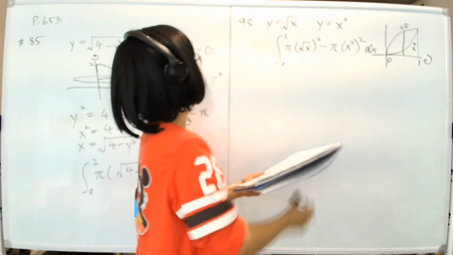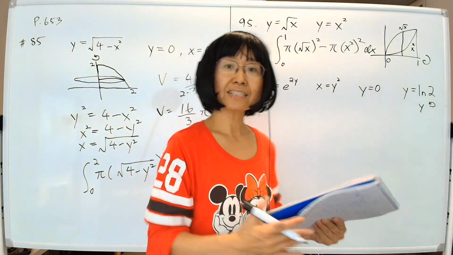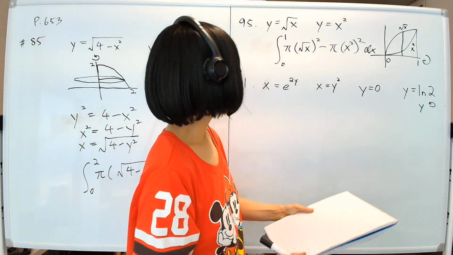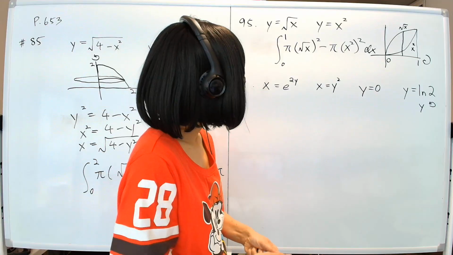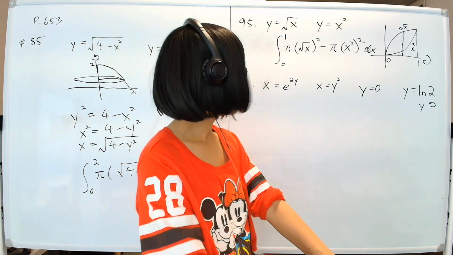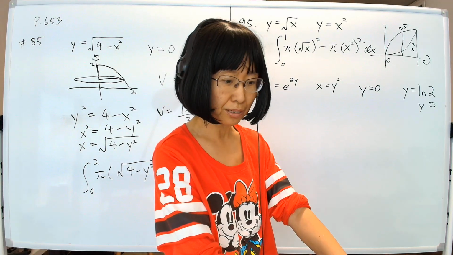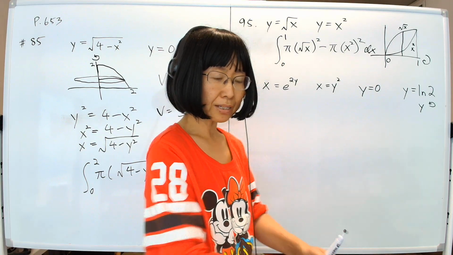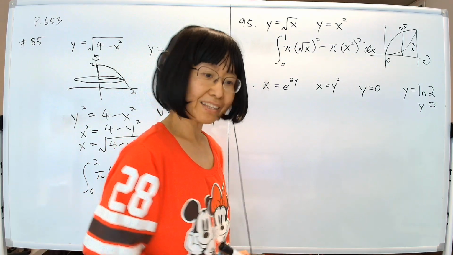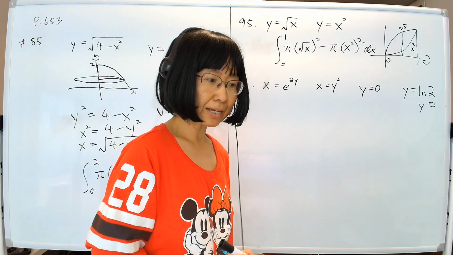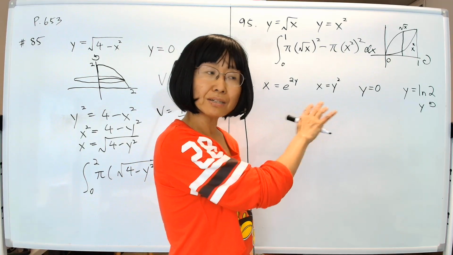I checked. So next, let's look at the next problem. Next, let's look at problem 101, where you have a bunch of stuff: x equal to e to the 2y, x equal to y squared, and then y equal to 0, and then y equal to natural log of 2. Now, what does that look like? I plotted it into the Desmos calculator, and it shows me very nicely.